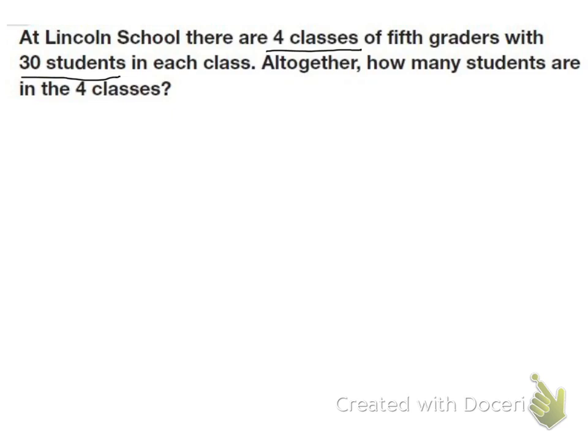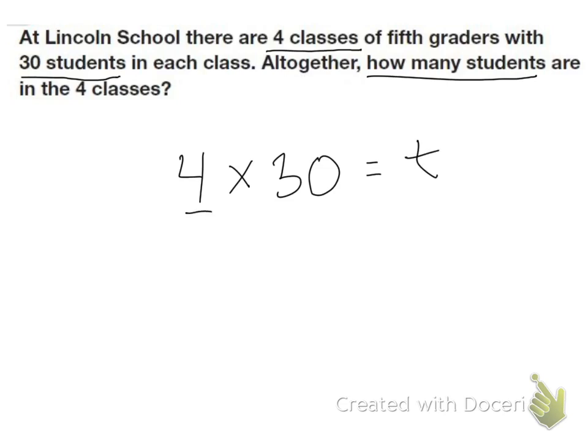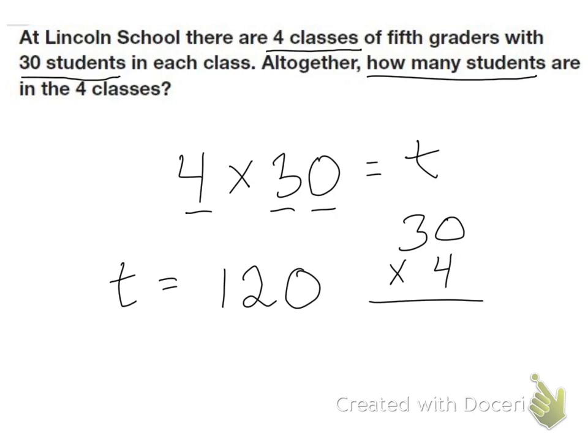So I would say, and then I want to know how many students there are. So I have the 4 classes times the 30 students equals my total. Well, we know how to do this mentally. I think, okay, 4 times 3 is 12, and then I add a 0 at the end. So my total equals 120. If you don't know how to do that mentally, we can multiply. So we can go 30 times 4, and we go 4 times 0 is 0, and then 4 times 3 is 12. Okay.